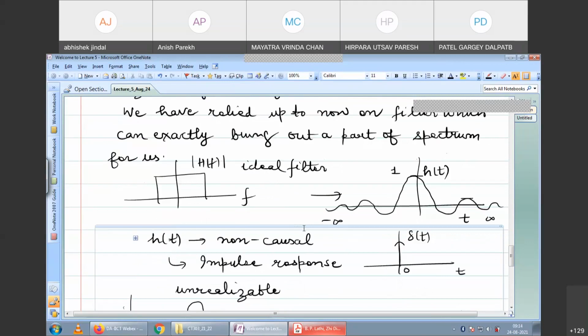So this causal and non-causal theory is studied in signals and systems. So we can assume that if at all there is some confusion with regard to this, you can go back and study. Okay. So this non-causal nature gives you a problem, gives you a trouble.